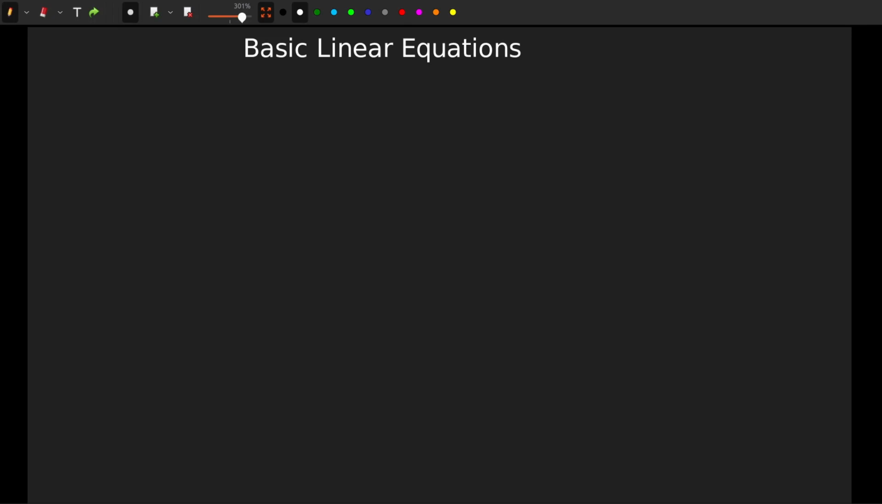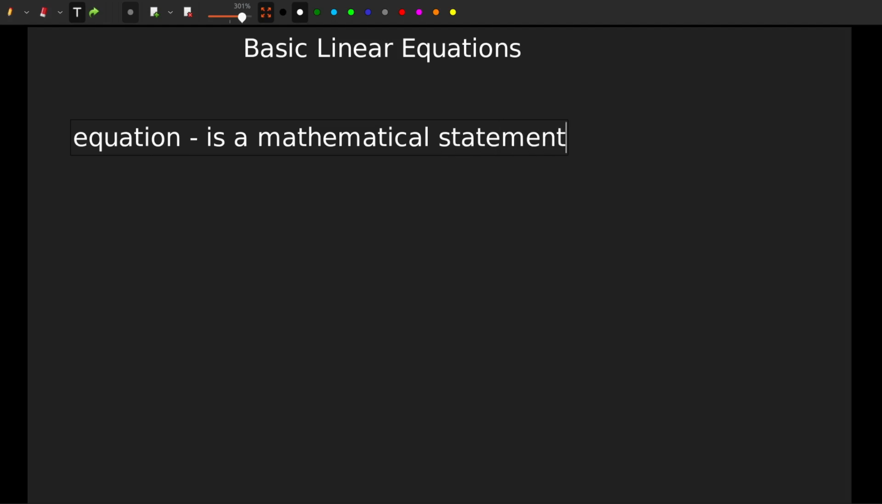For today's video, we're going to go over basic linear equations. What we've been dealing with in all of our previous videos so far, and all of our previous classes, is expressions. This is where we're formally going to define equations. In short, an equation in mathematics is a mathematical statement of equality between two expressions.